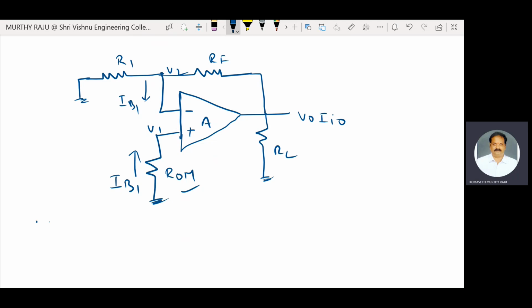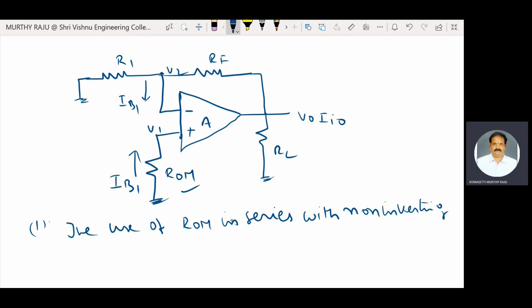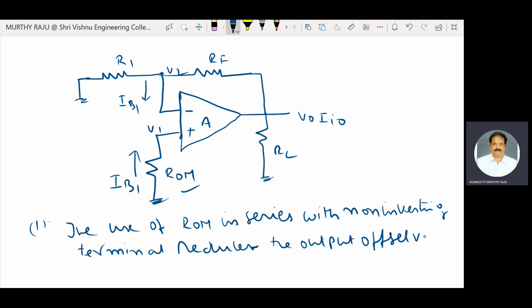This is a very important point: the use of ROM in series with the non-inverting terminal reduces the output offset voltage V0 due to input bias current, that is, V0 due to IB.